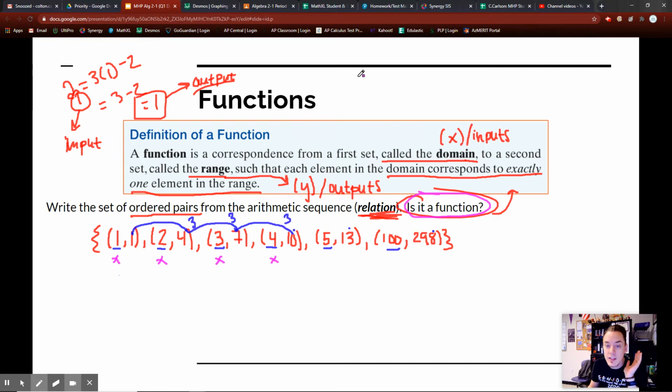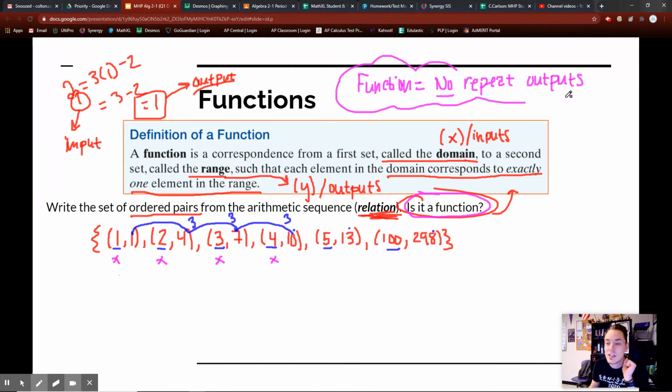Okay, so what is a function? I'm going to put it up here, guys, because I know this can get kind of confusing. You'll probably be like, what is going on? Okay, a function equals no repeat outputs. That's probably an easier definition, right? Yes. So this is what a function equals, no repeat output.